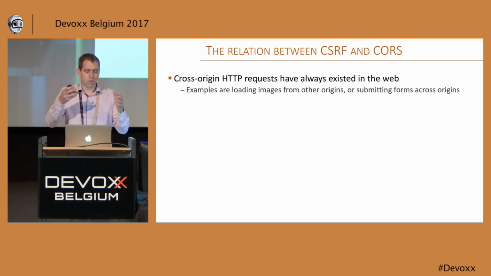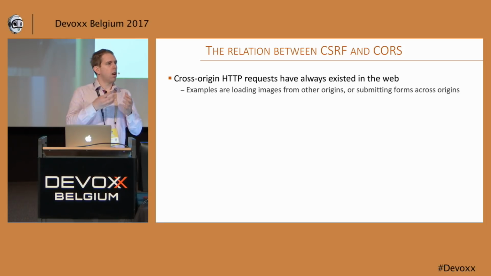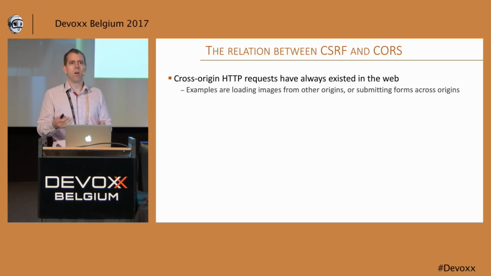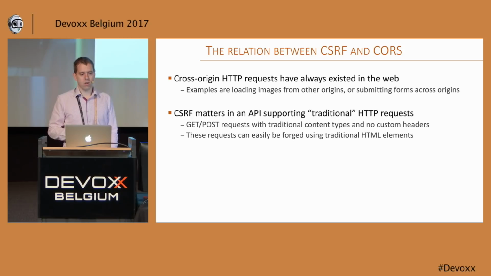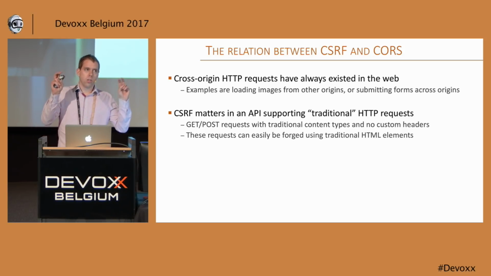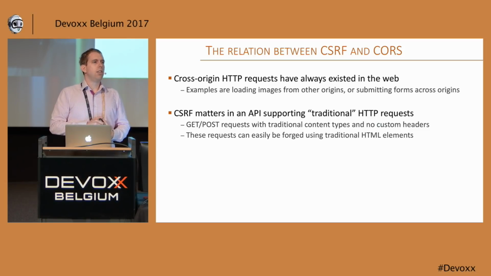Essentially, these kind of cross-origin requests have always been there. But the kind of requests that they can generate are very limited. You can use an image for a GET, that's very easy. You can use a form, but you only have 2 or 3 content types you can choose from. All the other content types are unavailable. You cannot set custom headers from a form. So if you have an API supporting traditional HTTP requests, then you definitely need to worry about CSRF. These things matter for you.